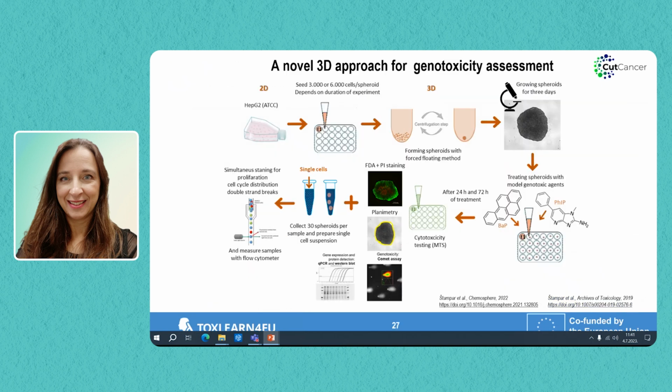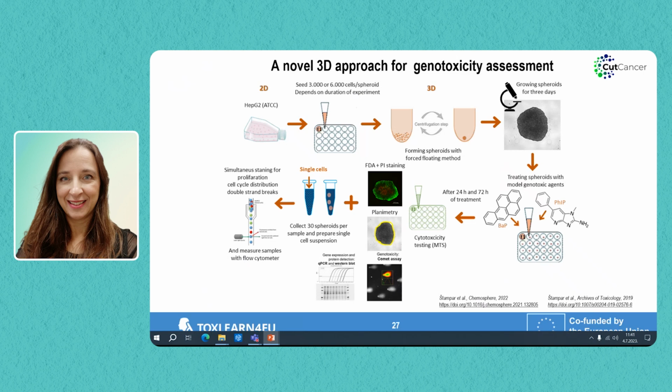From this data, we designed an approach that can be used for genotoxicity assessment or, on the other side, safety assessment, which is actually the same methods, just called differently. So we have cells, we make the spheroids like this, and then we can expose them to different compounds and treat them for specific time. Here we took 24 hours, which is considered a short time exposure, or several days, which can be a prolonged exposure, even longer than 72 hours.